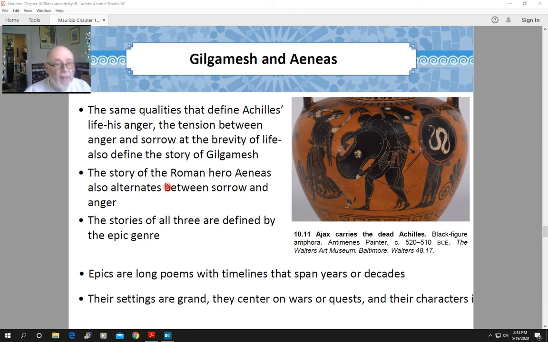The story of all three are defined by the epic genre, so there are certain rules. They're big poems. They deal with something of national importance, all that. Epics are long poems with timelines that span years or decades. The Aeneid certainly does, and so does the Epic of Gilgamesh. The Iliad really deals with about 43 days, I think, of action, and we actually have two-week periods in there where no real action happens. So it's really focusing on a few things. Settings are grand. They center on wars and quests. Their characters are big and heroic and strong and all that stuff.